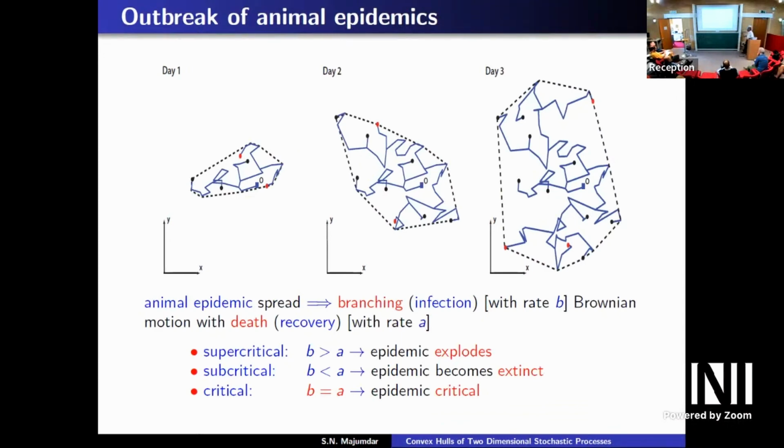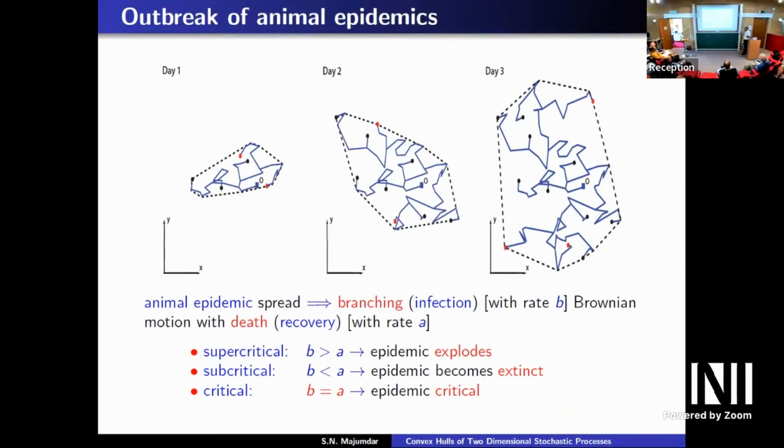And the critical case is when B equals A, then the epidemic sort of sustains for a very long time, and it doesn't explode, but it has this, it's called a critical epidemic. And this is exactly what happens in fission, nuclear fission. Okay, this is precisely what happens.